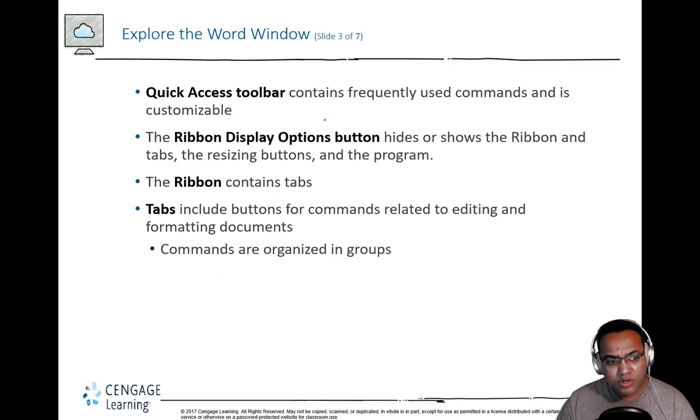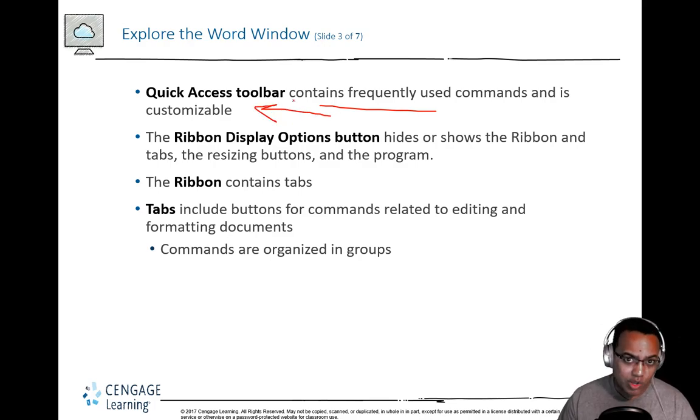Quick access toolbars contain frequently used commands and are customizable. As you saw in the Word application that I had open, there were many different little items that are used frequently when you're using the Word application, such as aligning your text to the right, aligning your text to the left, changing your font size, changing your font style, changing your font weight if you want it to be bold or not, changing the italics of the font, and that's just font.